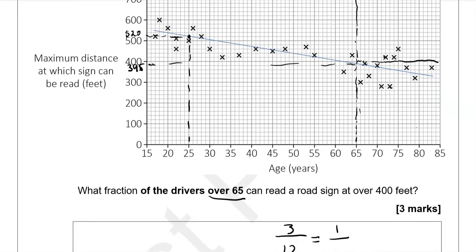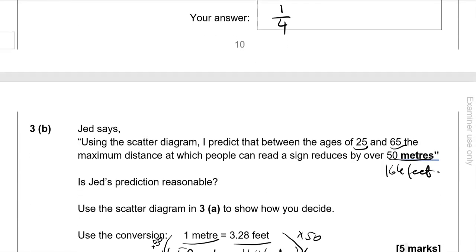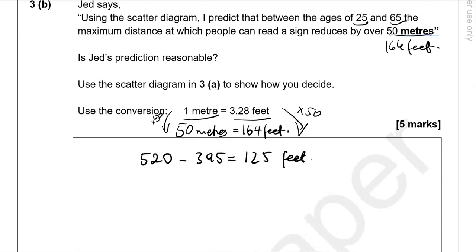So let's work out that difference. 520 take away 395 gives us 125 feet. Now we needed this to be 164 and over in order for the prediction to be true, and in fact it is not. So is Jed's prediction reasonable? We're going to say no.